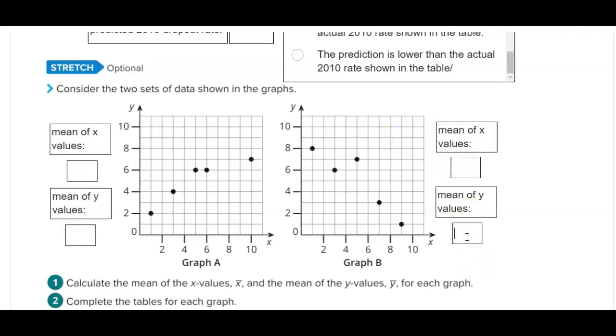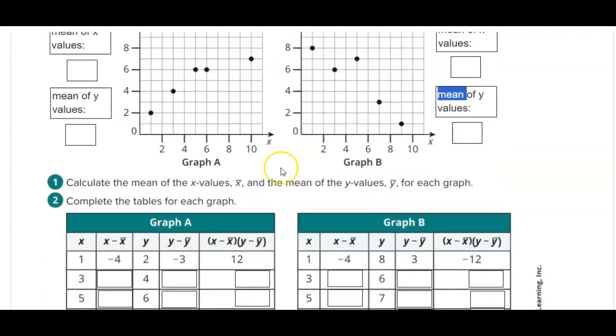All right. So what we're going to calculate is something called the mean. And the word mean means the same thing as the word average. So if you're ever asked to find the average of a set of numbers, that means exactly the same thing as finding the mean of a set of numbers. So here are the 4 things that we're going to find the mean of, or the average.